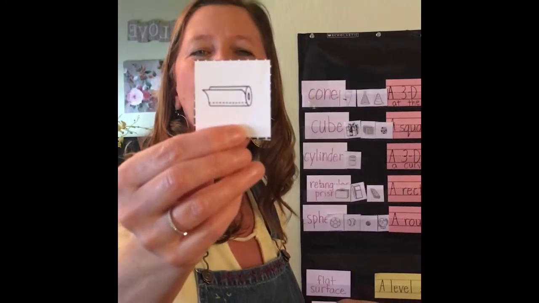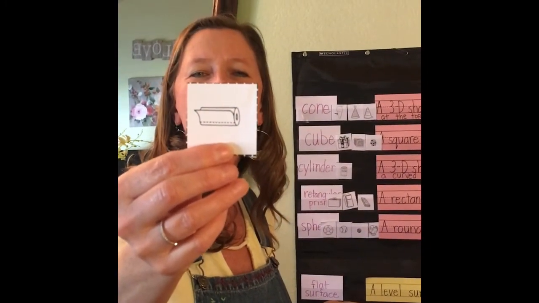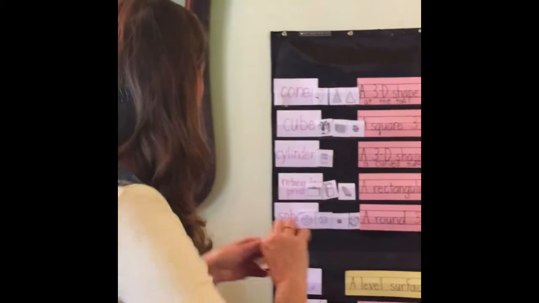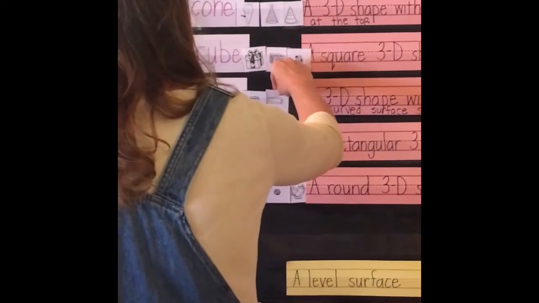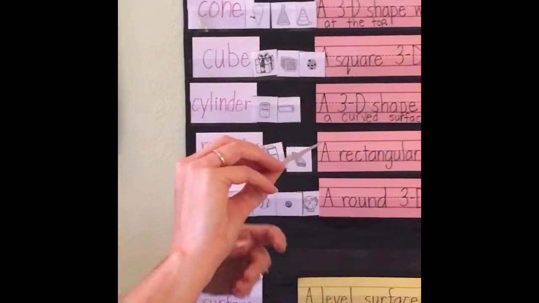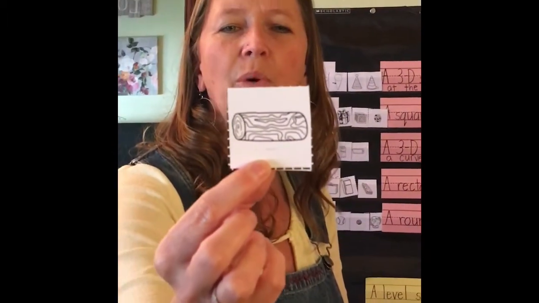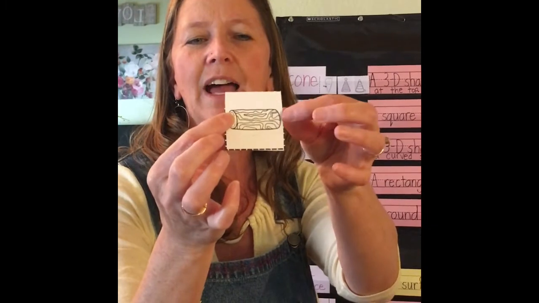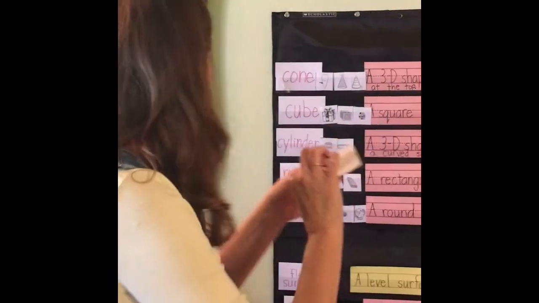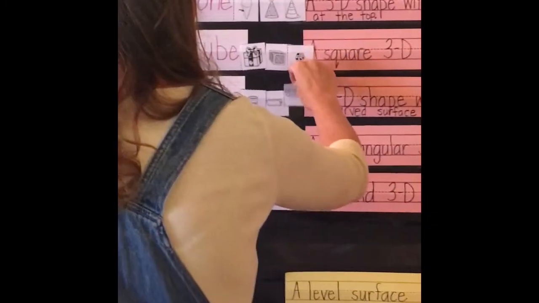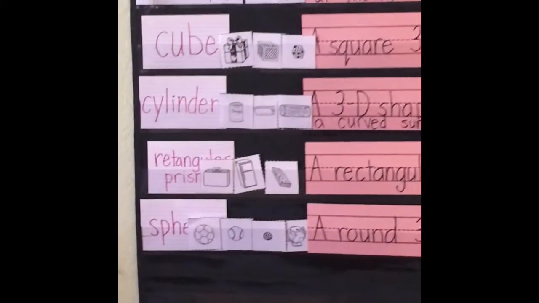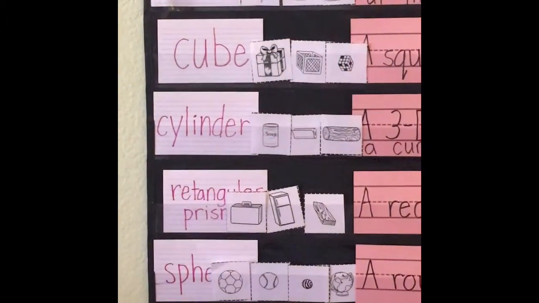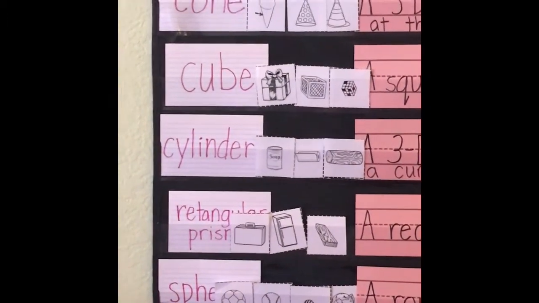Paper towels. That looks like a cylinder, like the can shape. I have one more. This is another kind of wood, but it's more round. It has curved edges and 2 flat sides. That goes with cylinder. Now we're gonna find some real world shapes and sort them.